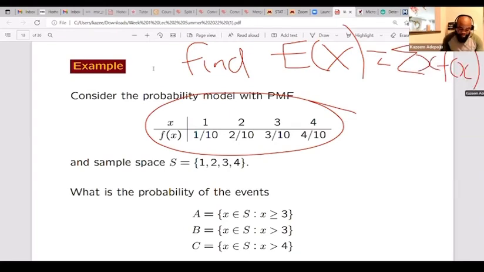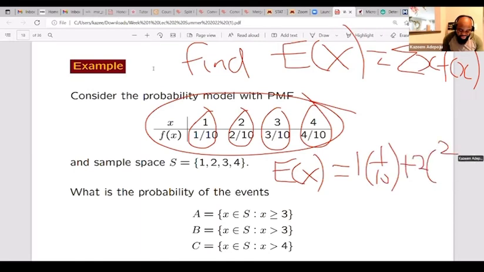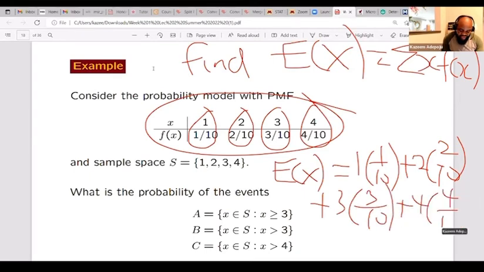That is a law. It means I'm going to multiply 1 by 1 over 10, 2 by 2 over 10, 3 by 3 over 10, 4 by 4 over 10. So the expectation is average. It's going to be 1 times 1 over 10, 2 times 2 over 10, 3 times 3 over 10, 4 times 4 over 10. That is what we mean by expectation.